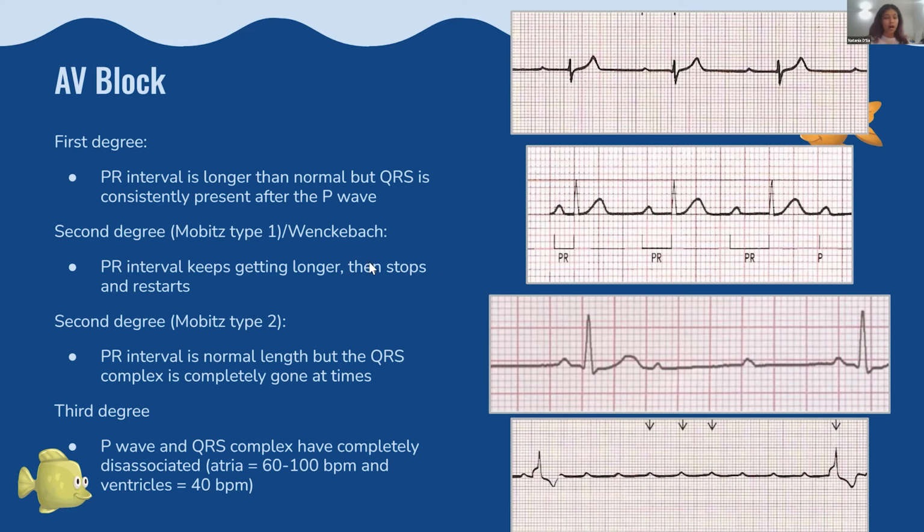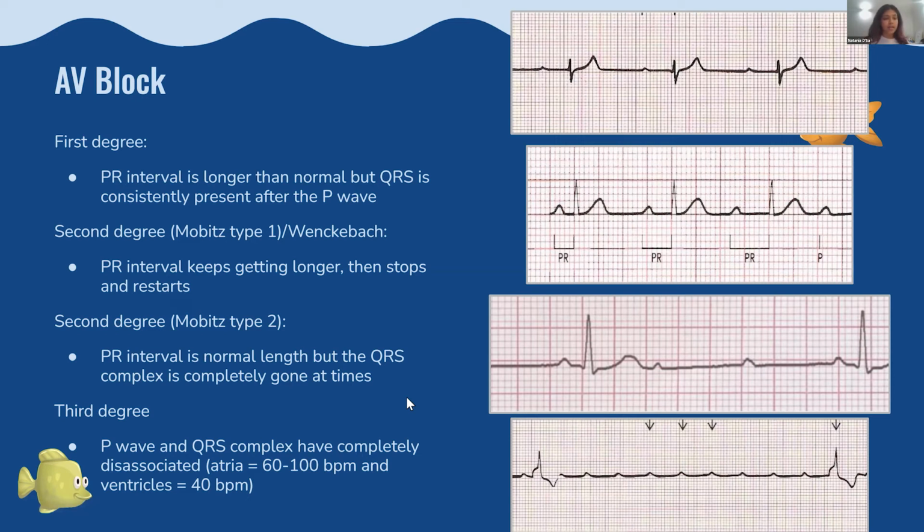That's different to type 2 of second degree, where the PR interval is a normal length, but the QRS complex is just gone at certain times and then it'll reappear. So it's not consistently gone, but every once in a while, it'll not show up, as you can see in this trace here.